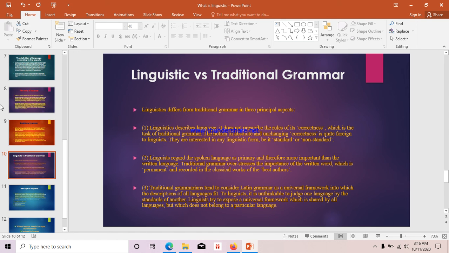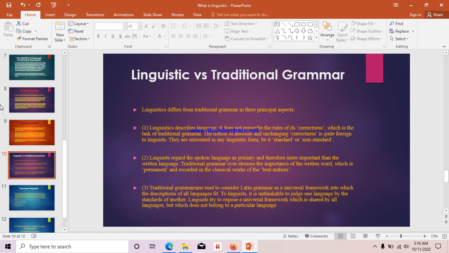Number 2. Linguists regard the spoken language as primary and therefore more important than the written language. Traditional grammar overstresses the importance of the written word, which is permanent and recorded in the classical works of the best authors.